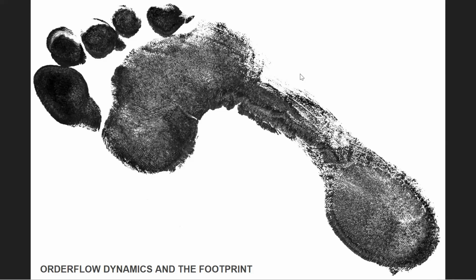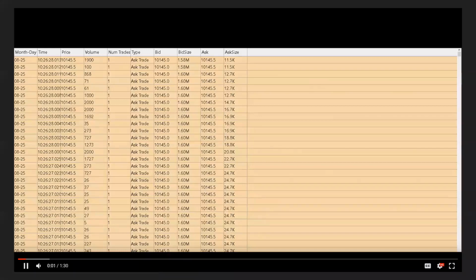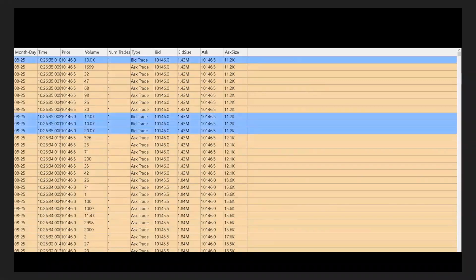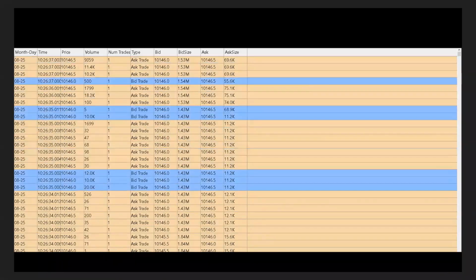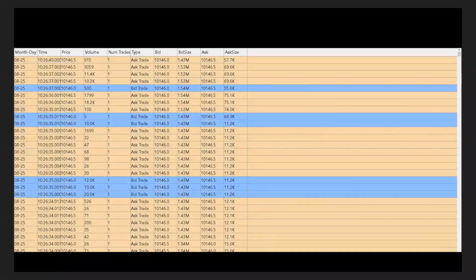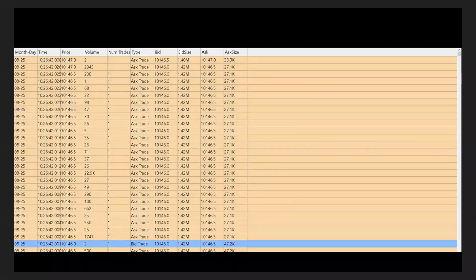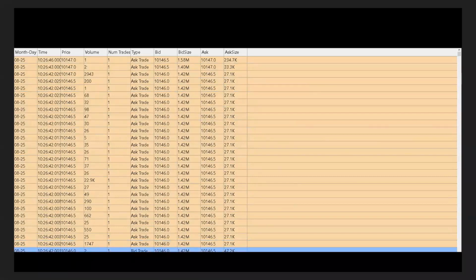So you might have heard of tape reading or reading the tape. Tape reading being the practice of reading and interpreting the time and sales window, which is what you've got here, and which you can see displays each and every transaction. So the orders going through, buys and sells, the price at which they go through, and the current size at both the bid and ask. And this used to be all you had if you wanted to keep track of order flow.